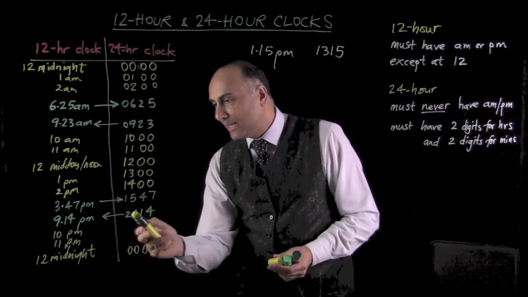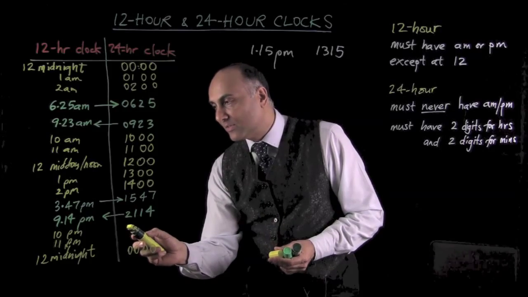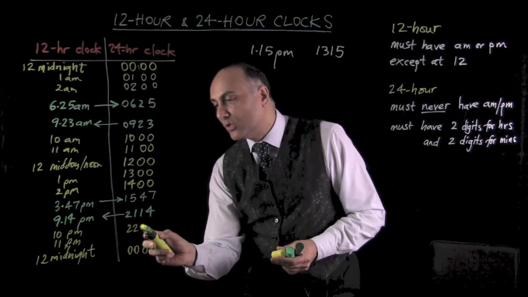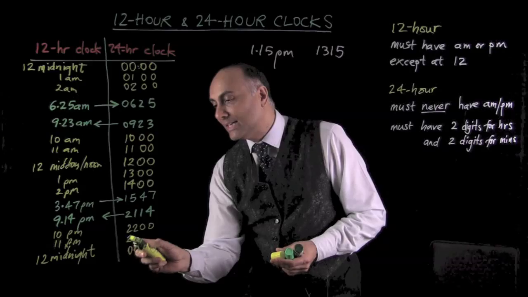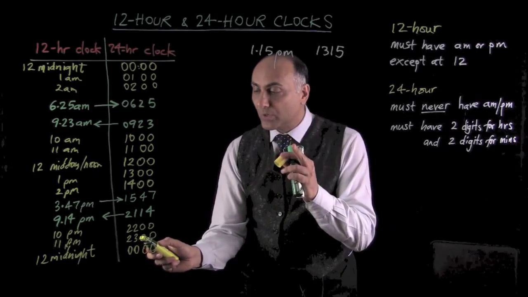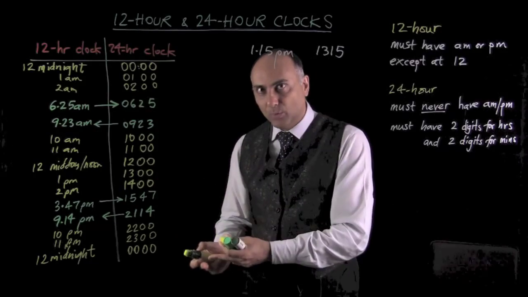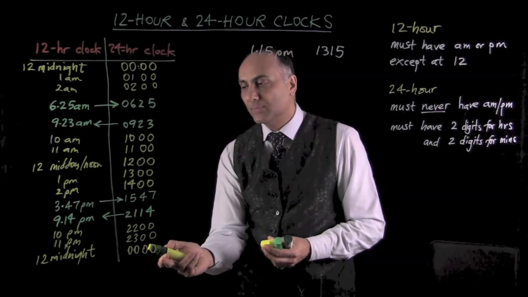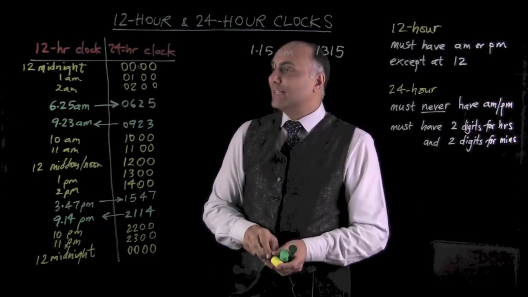Whereas here, 10 p.m., remember it's a 12-hour difference, would be 2200, an hour later 2300, and then 1 hour later, not 2400, the clock goes back to 0, you get 0:00. So that's how the times are written.